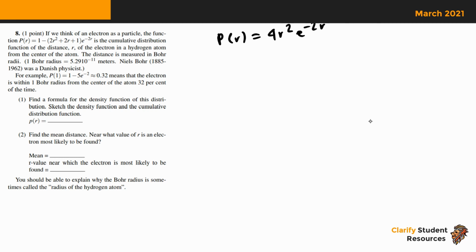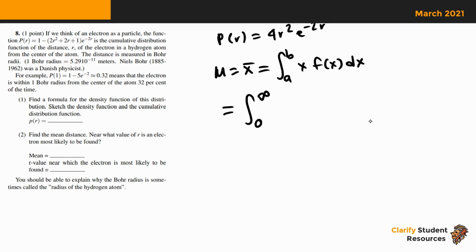Something that's important here is that we need to remember that the PDF works in a certain way, which is that the mean, or mu, or x bar, is going to equal the integral over its range of x f of x dx. So in this case, we're going to be integrating over our range, which is from 0 to infinity, because that's the maximum range you can get away from an atom. And then instead of x, the variable we're using here is r. So we get the integral of 4r cubed e to the negative 2r dr.